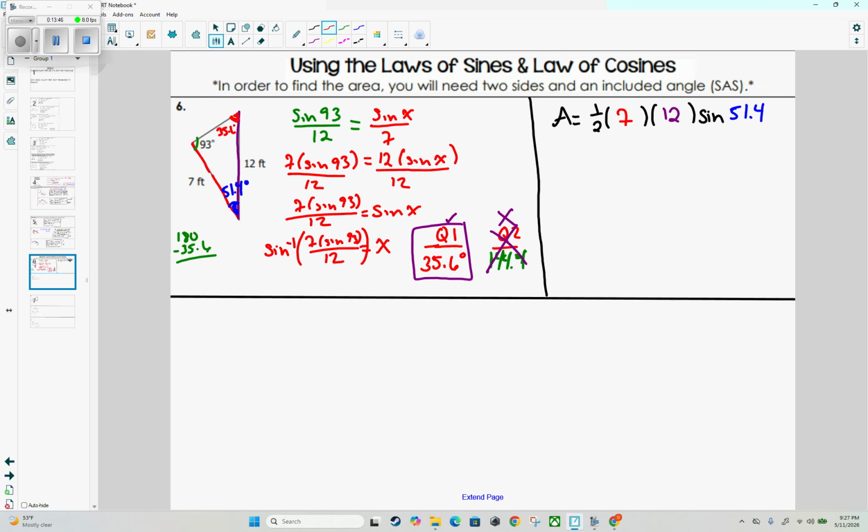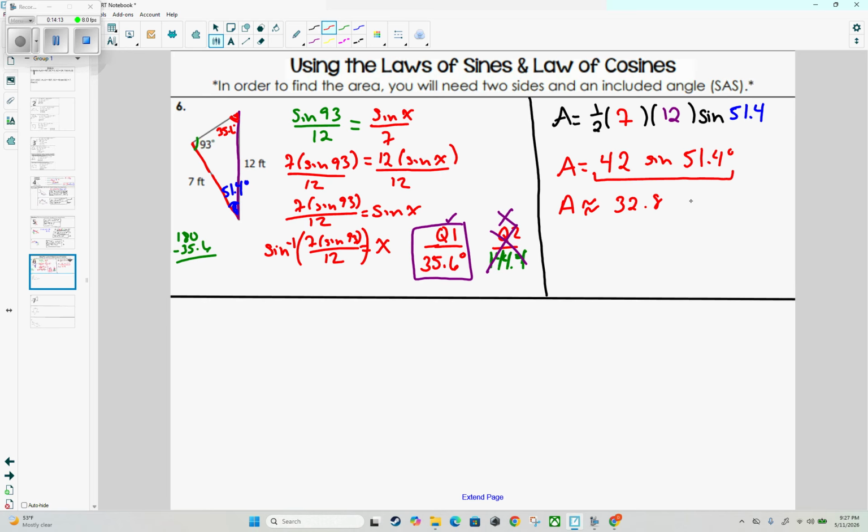So the area of this would be 42 sine 51.4. So 42 sine 51.4. And then the approximation, again, is just me plugging this into the calculator, and then that's when I do my approximation, which is 32.8.